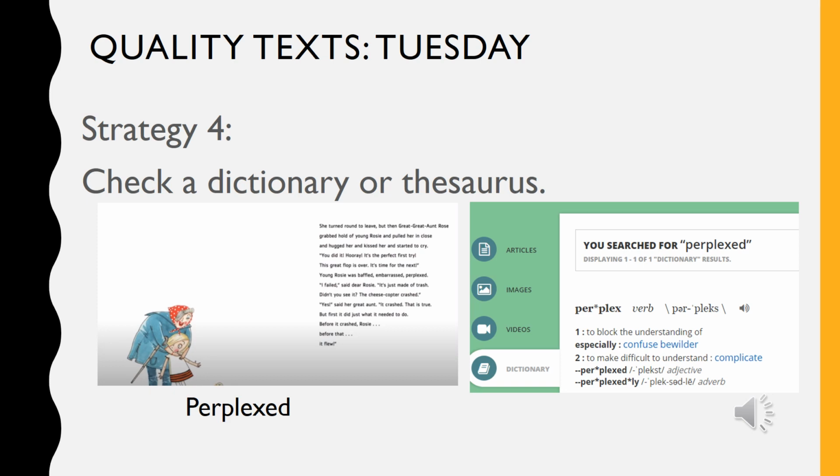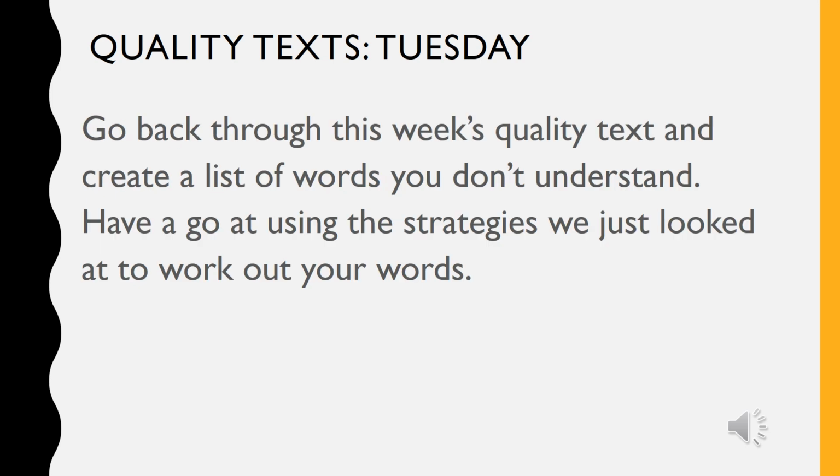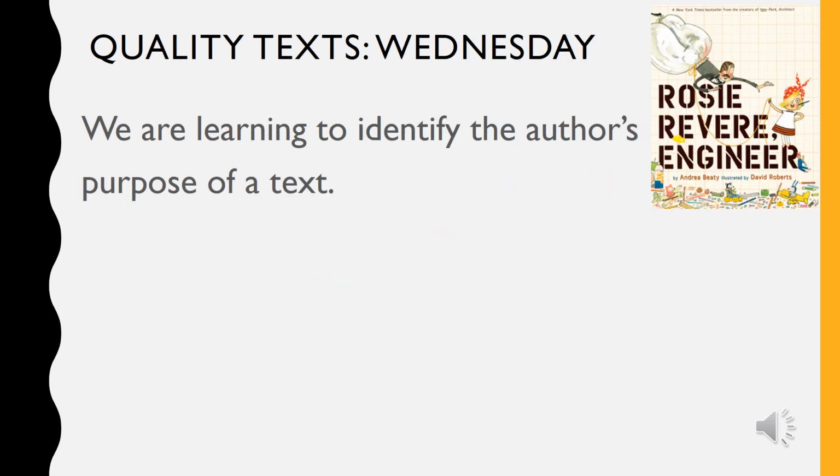Young Rosie was baffled, embarrassed, confused. I think it makes sense. So she's confused because she failed and she didn't understand why her aunt was so proud of her. So I think by looking up the word perplexed, we can see that it kind of means the same thing as confused. Your task for today is to go back through this week's quality text and create a list of words you don't understand. Have a go at using the strategies we just looked at to work out your words.